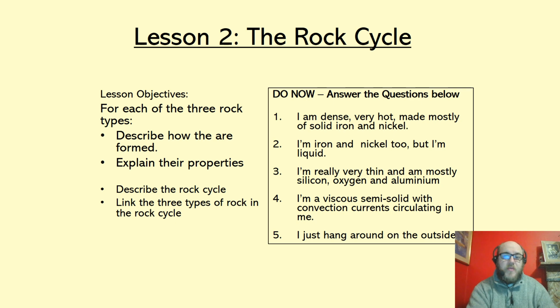This will be suitable for anybody who's doing Key Stage 3 Science, or anybody who wants to update their knowledge on the rock cycle. So in this lesson we're going to be looking at the 3 different rock types. We're going to describe how each one is formed. We're going to explain their properties, and we're going to describe the rock cycle and link those 3 types of rock and how they all fit into the grand life of rocks.